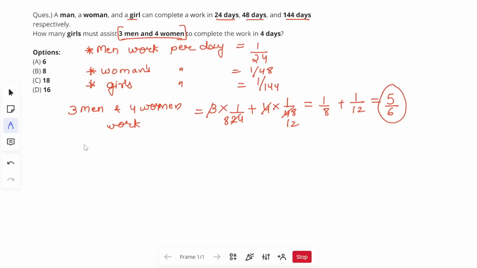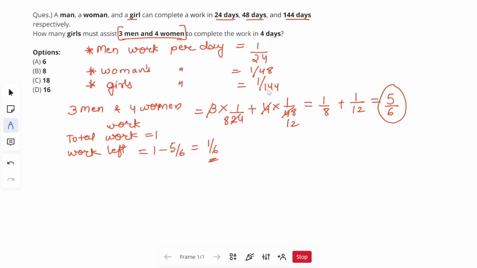To assist in the remaining work, see, total work is 1, right? So work left will be 1 minus 5 by 6, which is 1 by 6. This is the work that needs to be done by girls. So let's understand how many girls will be required to complete this amount of work. One girl in 4 days can do how much work? A girl in 1 day can do this much work, right? We have already written this above.